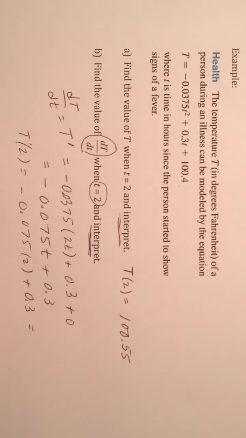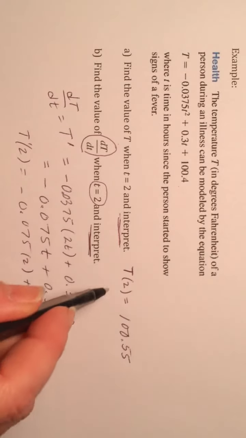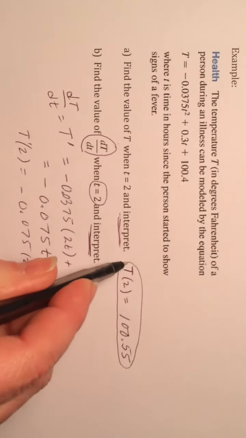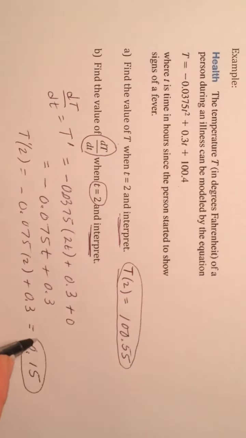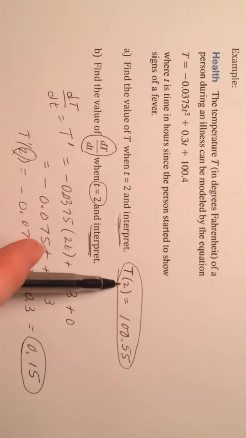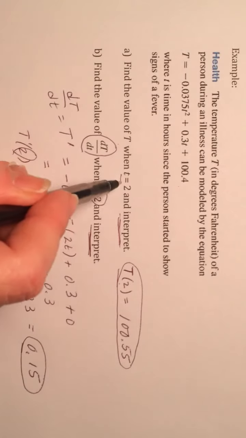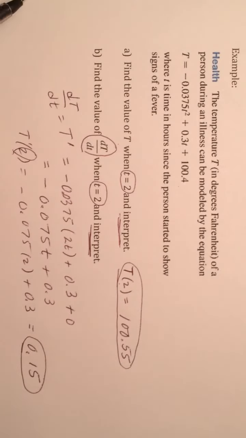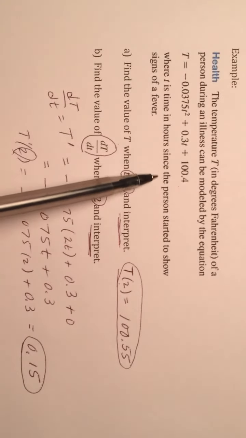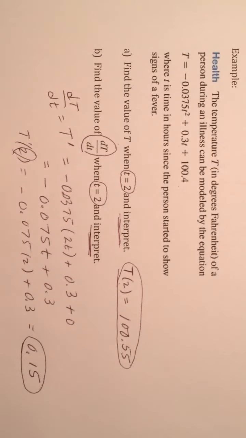All right, so I'm going to go over here to my calculator. I'm going to find that number. And what I get is 0.15. Now, what does this and this mean? Okay, well notice the 2. The 2 is a little t. And little t is the time in hours since the person started to show a sign of fever.